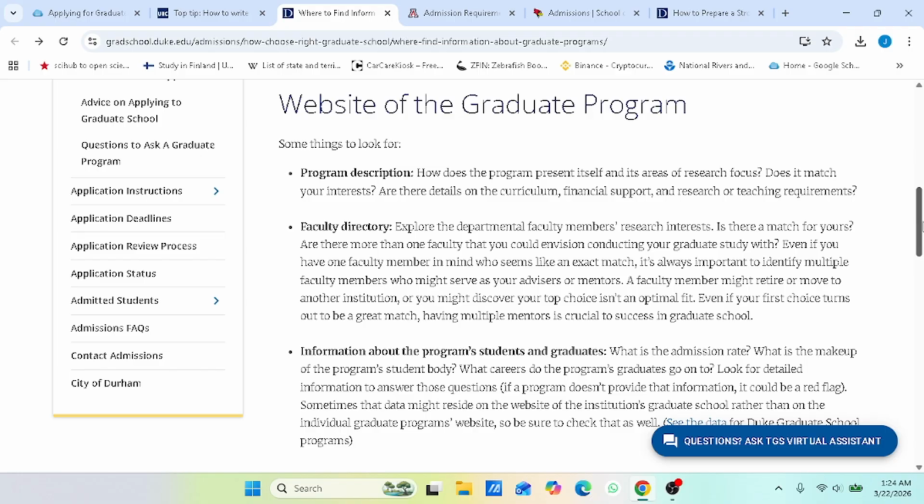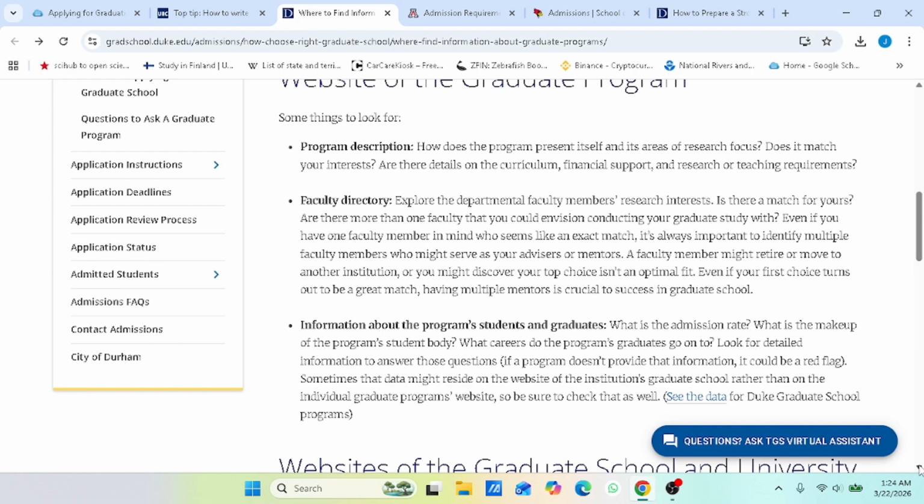So in short, that's the information that you can get from a graduate program website.